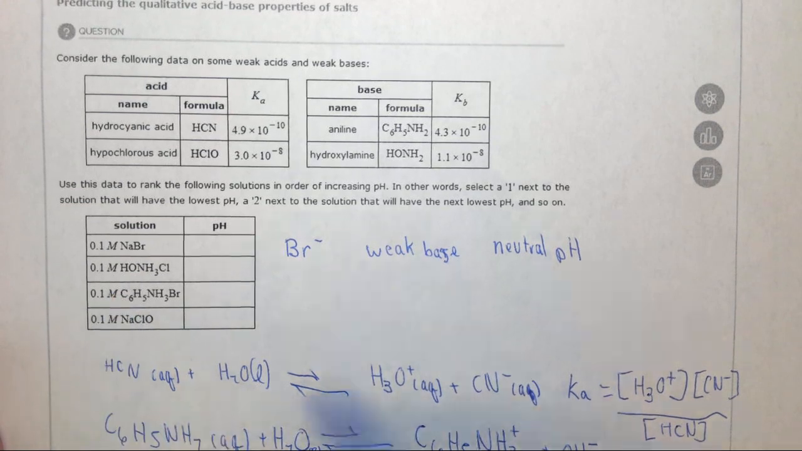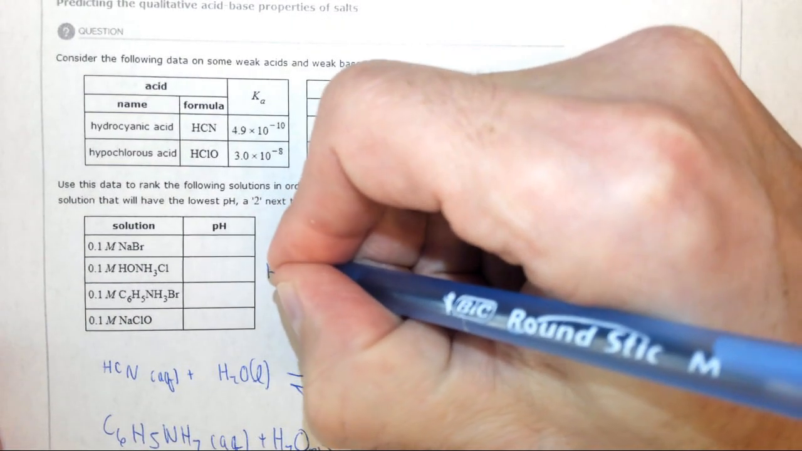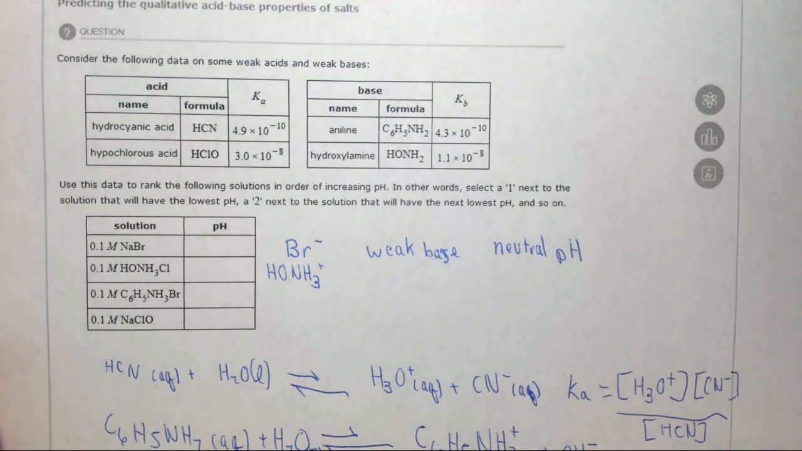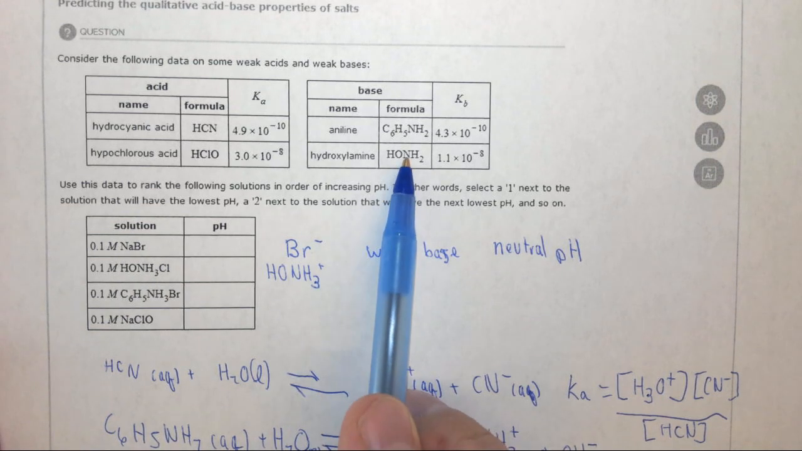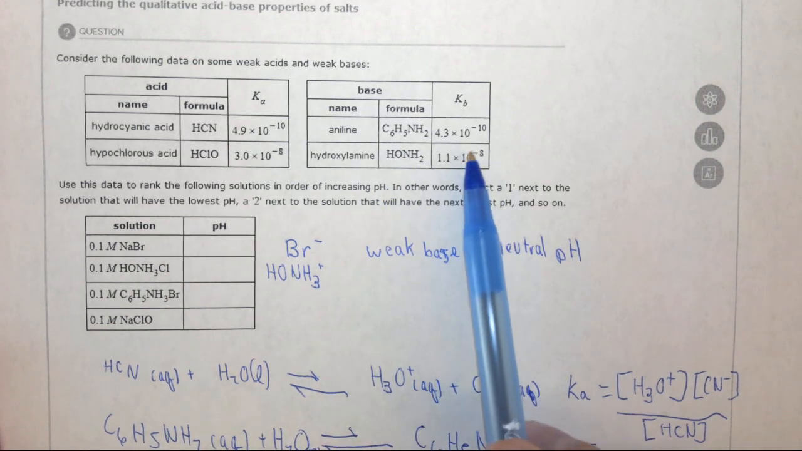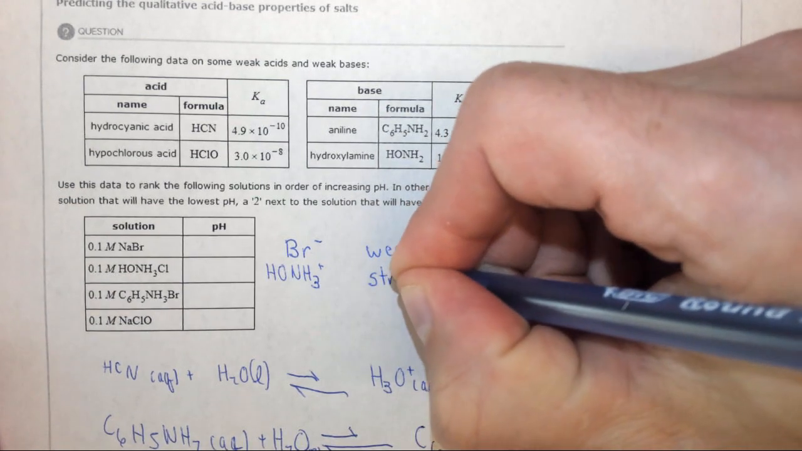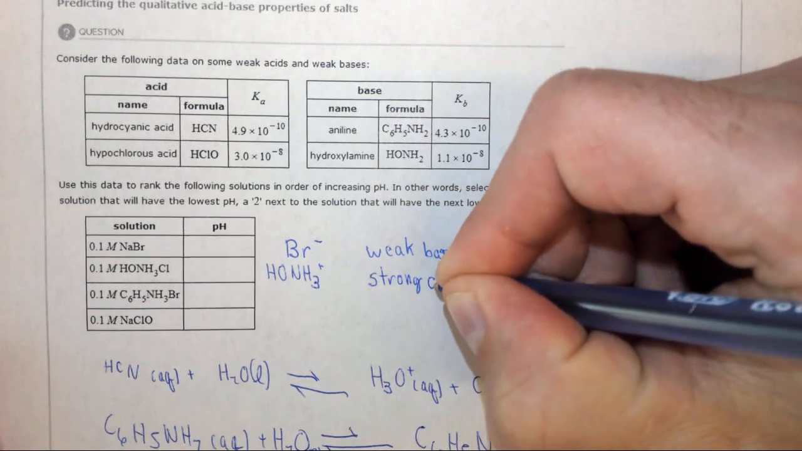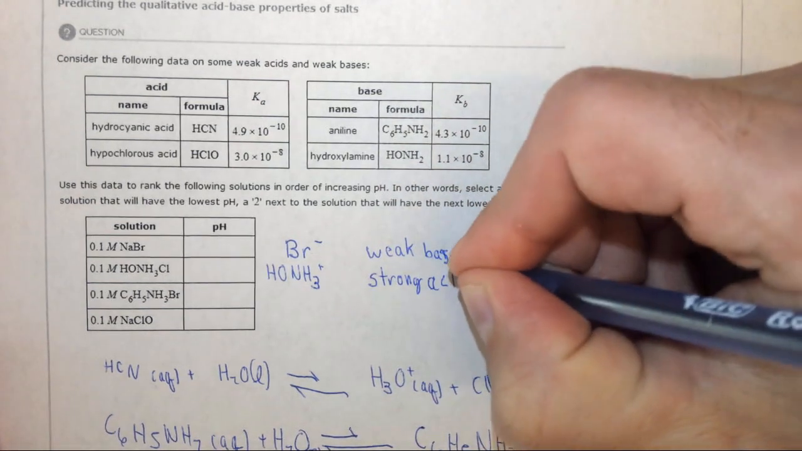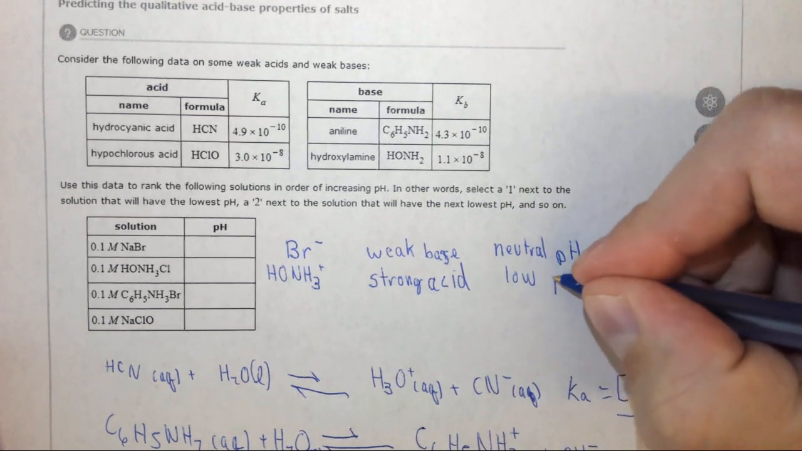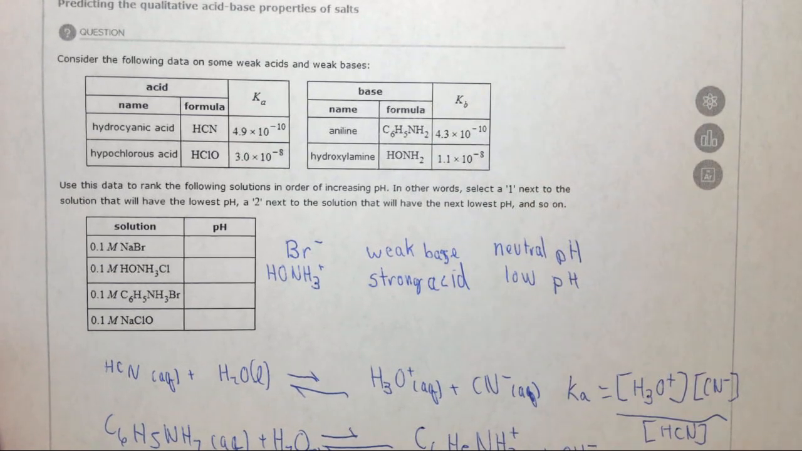How about in the next case? What do we have in solution? We have HONH3+. This is the conjugate acid of hydroxylamine, a weak base. So this is a strong acid. Strong acids have low pHs.